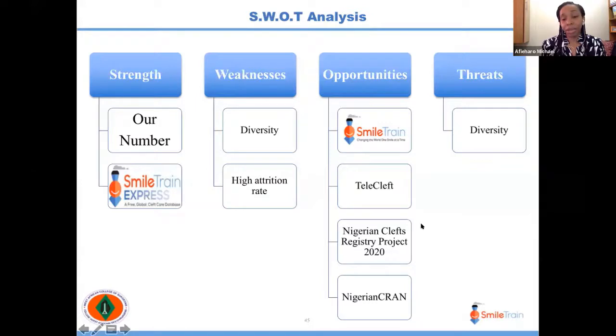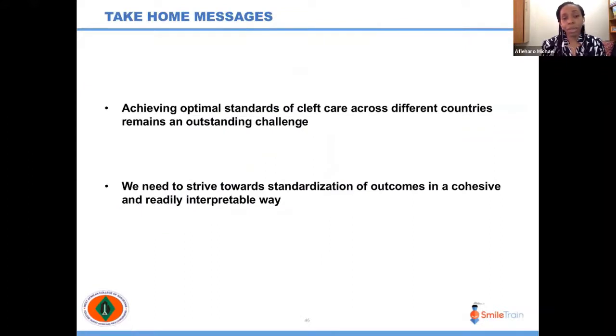There is the Nigerian Cleft Registry project. I want to believe that outcomes will be part of it. And then, of course, there's the Nigerian CRAN. We have these structures already in place for us to begin to talk about standards and outcome measures in our setting. So what are the take-home messages?